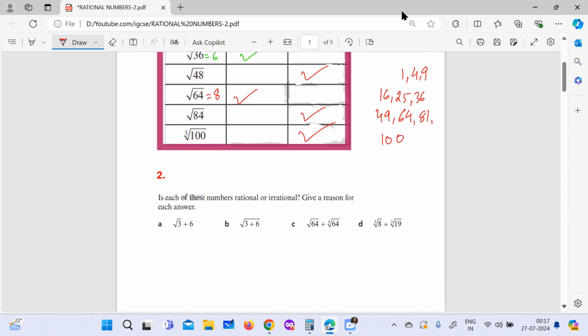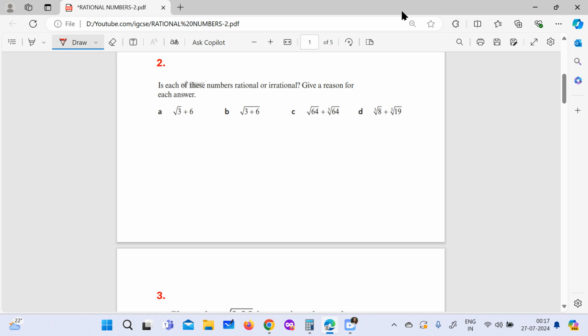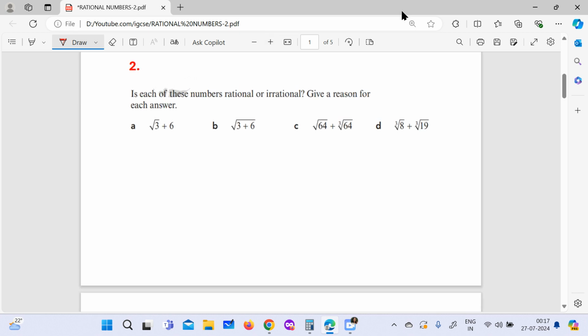Now let's see another question. In each of these, say whether the number is rational or irrational, and give a reason for each answer. So you have root 3 plus 6. We already know that root 3 is irrational and 6 is rational. When you add an irrational number to a rational number, the result is always irrational. So this is irrational.